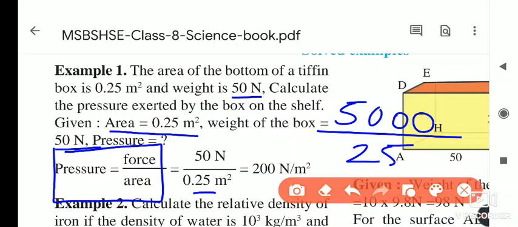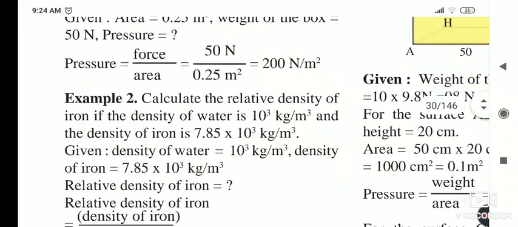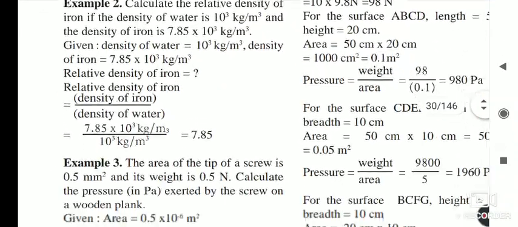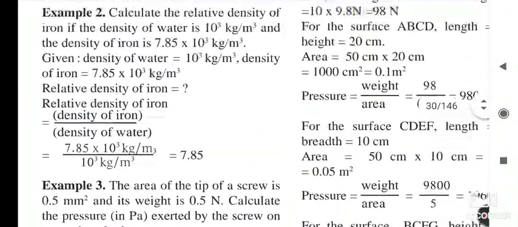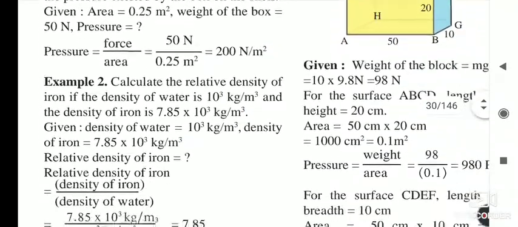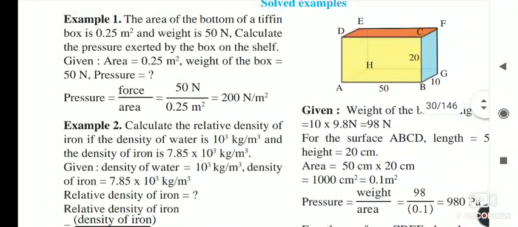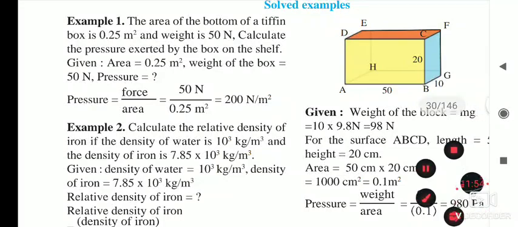And after that it is easy: 25 ones are 25, 25 twos are 50, and the remaining 2 zeros we have to give. So its answer is 200 Newton meter square. This is one of the examples I gave you in the test, and you have to study all these examples for the exam, because in your exam you will get questions based on this.